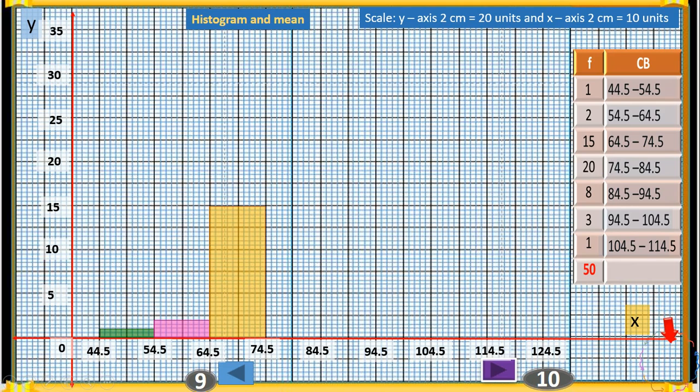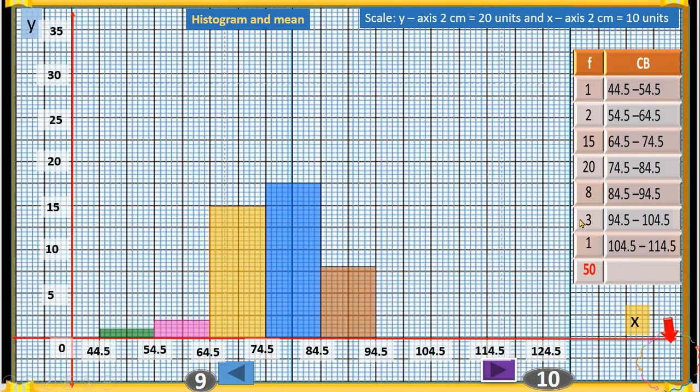The next class, 74.5 to 84.5, is 20. 20 will be at this level. Then we click the class with frequency of 20 to give us the histogram. Then the next is 8. 8 will be, here you have 10 minus 1 minus another 1, that's 8. That will give me the histogram at that point.